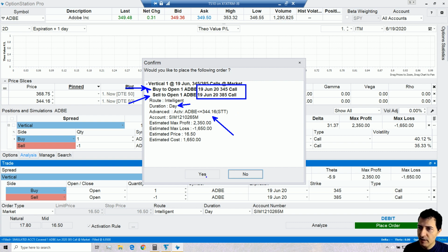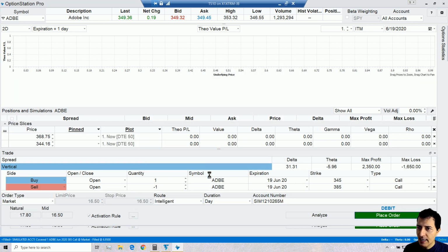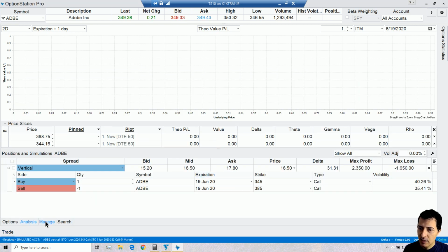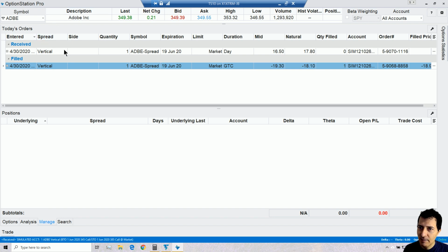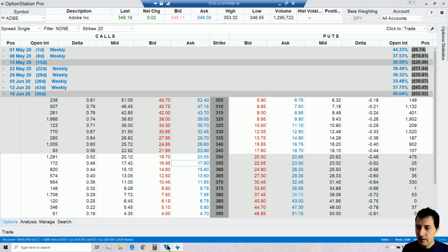So everything looks good to me. I'm just going to click yes. So 1, 2, and 3, and the order has been sent. If we look at the manage tab, we have a received order. Filled is the one we closed earlier. Funnily, it was Adobe as well. This is a new one with Adobe. This one has not been filled. This is a day order waiting to get filled based on the condition that we described before. So trade number one, Adobe, the order is in.